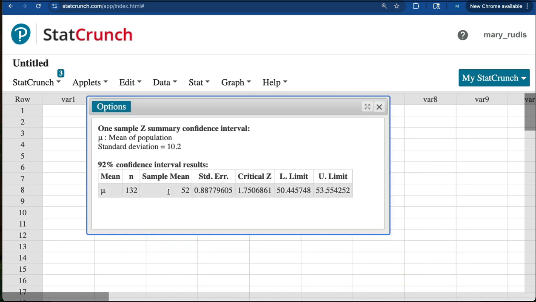So notice that there's your N. This is a confidence interval for the true mean mu. Sample mean is 52. Standard error is 0.8878 if you round it to 4 decimal places. There's our critical Z, 1.75, and the lower limit and upper limit. Let's round to 2 decimal places. So we have 50.45, and then the upper limit is 53.55.